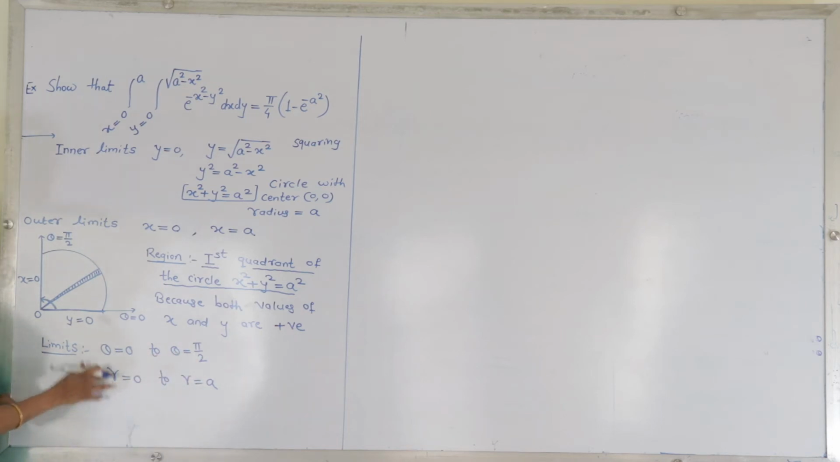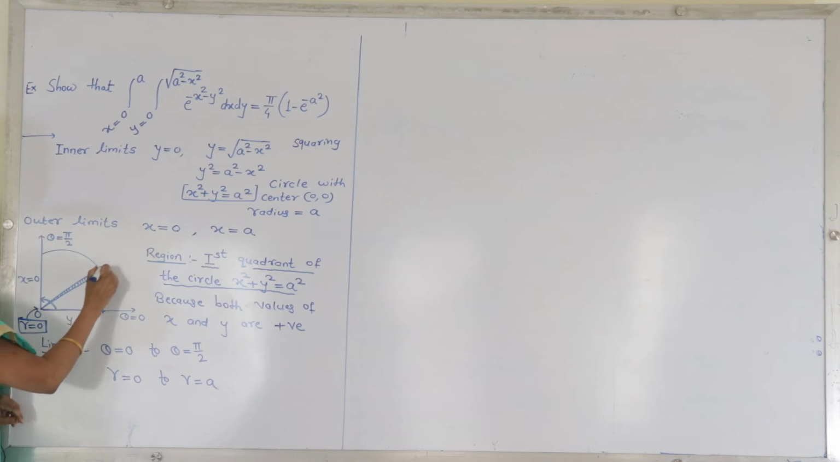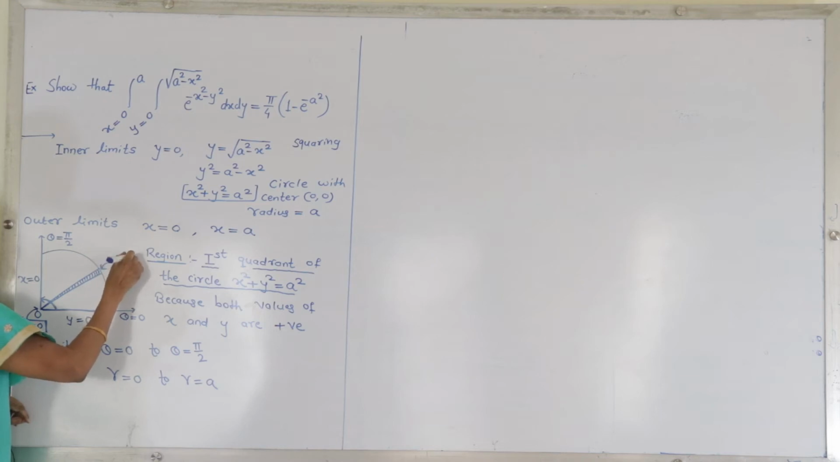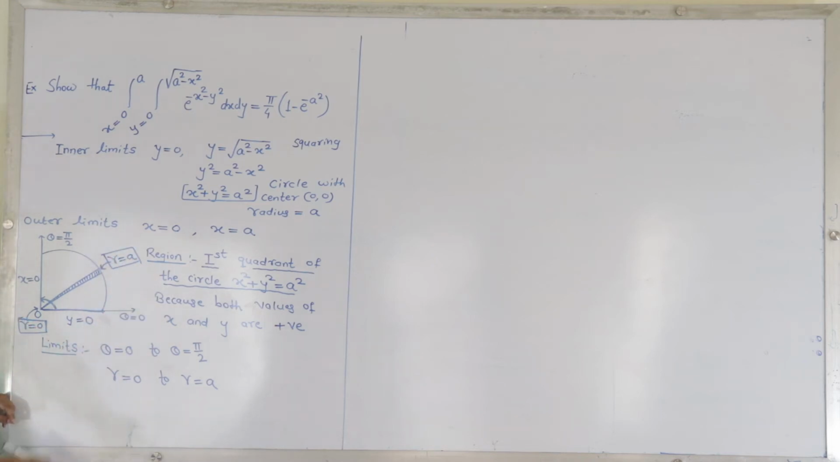Limits of r: lower limit of r at this point, r value is, r means strip, r is equal to 0, but here r and strip and radius is same. Then here upper end of the strip means radius, r is equal to radius is a. Limits of r from 0 to a, limits of theta from 0 to pi by 2.